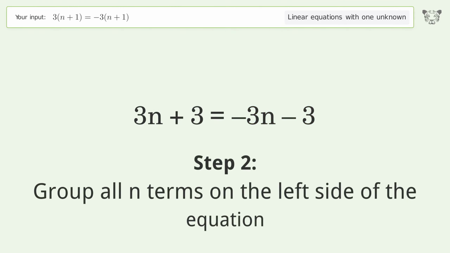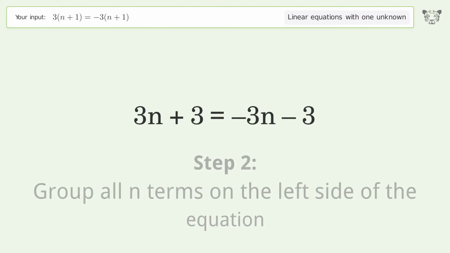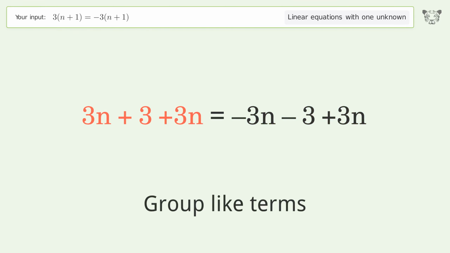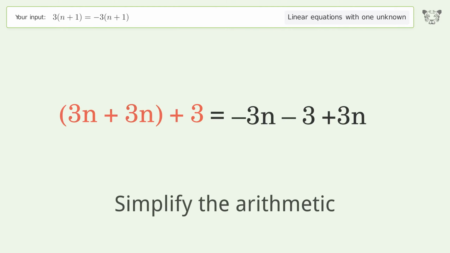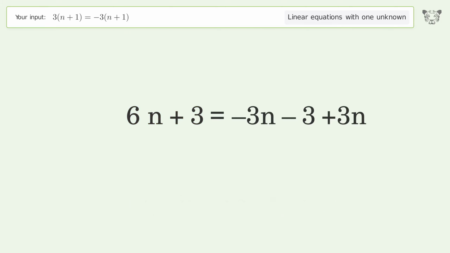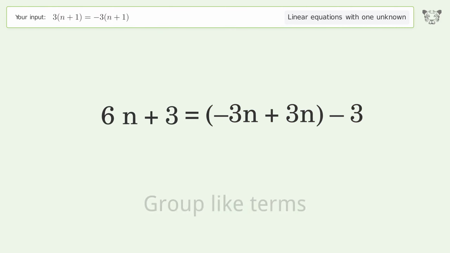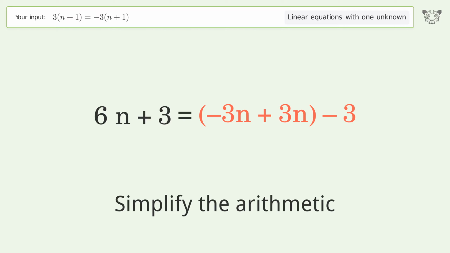Group all n terms on the left side of the equation. Add 3n to both sides. Group like terms. Simplify the arithmetic. Group like terms. Simplify the arithmetic.